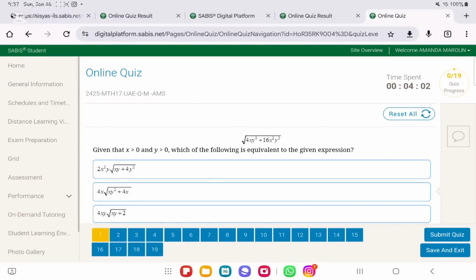So today I'll be explaining the math AMS quiz of term 2 week 7.